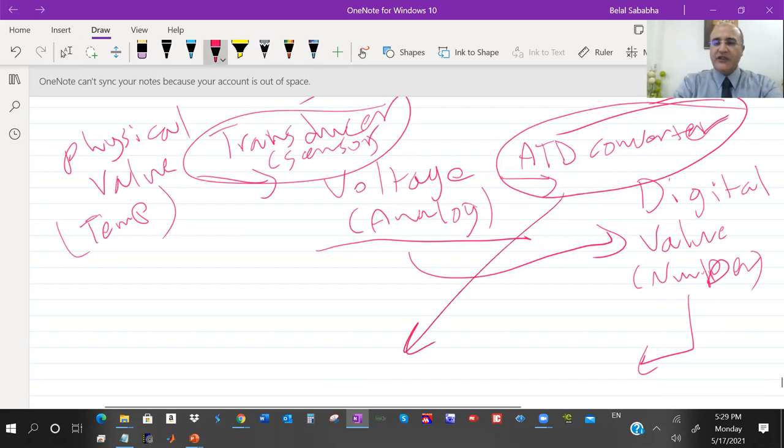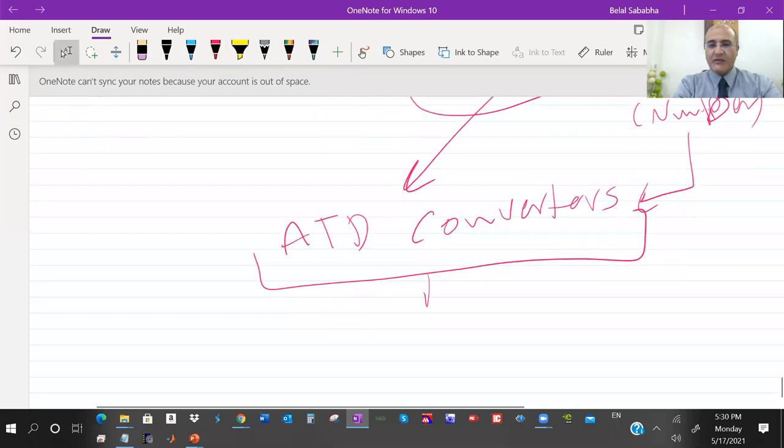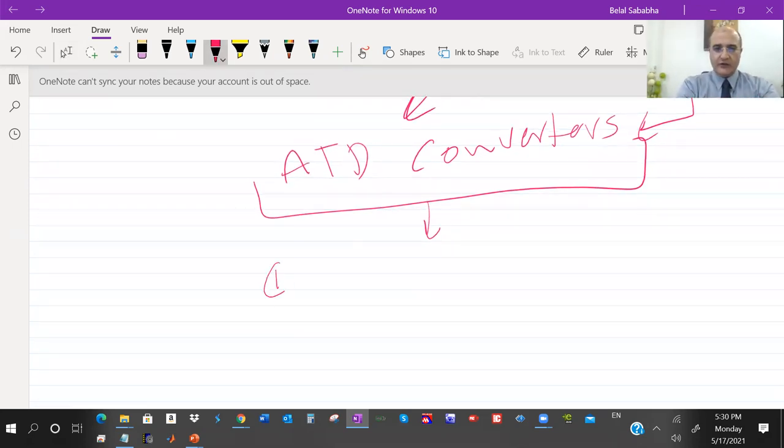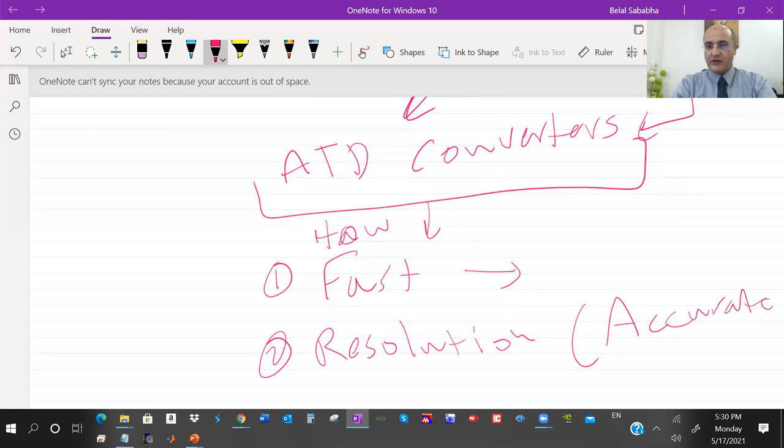So when we talk about A to D converters, analog to digital converters, we ask what makes one A to D better than another A to D. First, how fast it is, its speed in conversion, how fast it converts. Second, its resolution, how accurate it is. These are the basics of A to D.